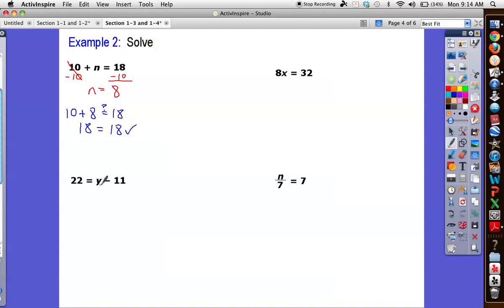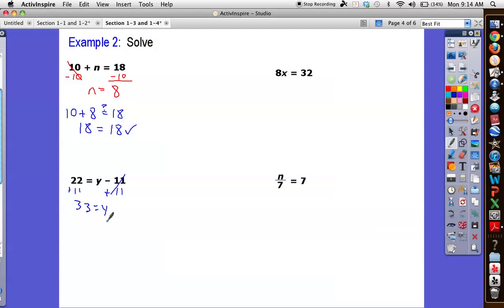Down here, this time I don't know what y is, but I do know if I take 11 away from it, I get 22. So the opposite of taking something away is to put it back in there. So if I add 11, that gets rid of that, and I have y remaining on the right. Notice I don't put y on the left. It doesn't matter what side y is on. 33 equals y is the same thing as y equals 33. That's called an equal sign.